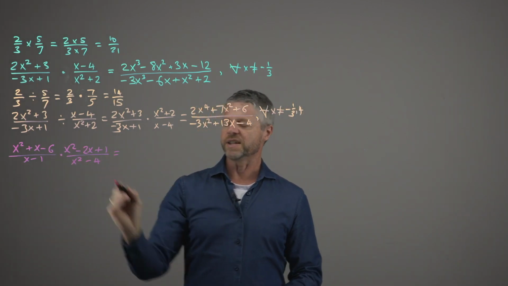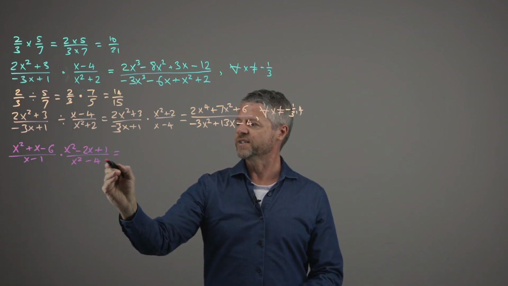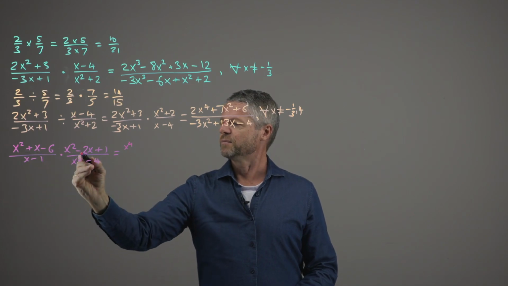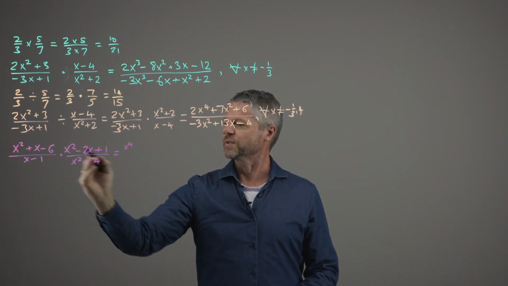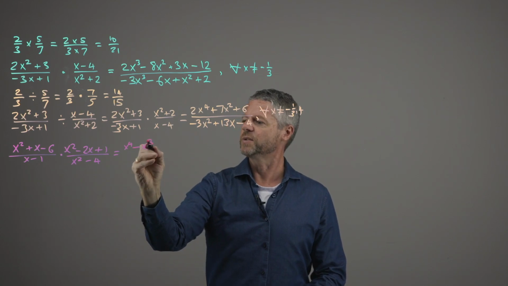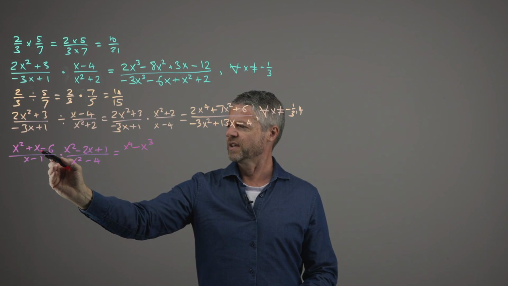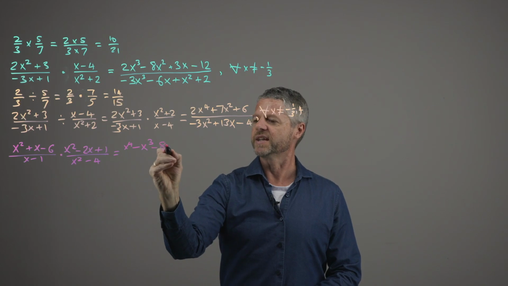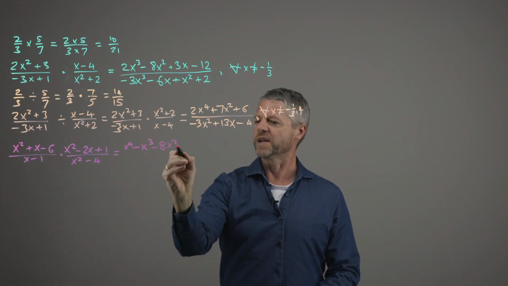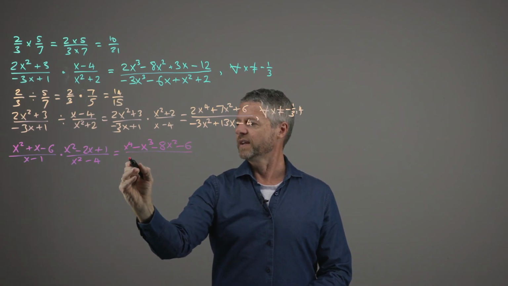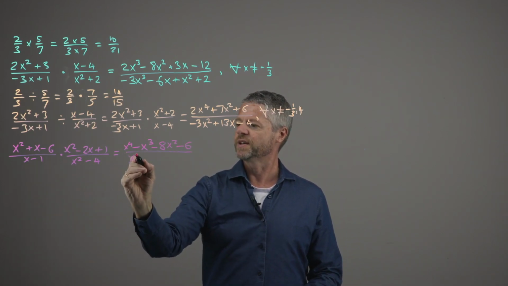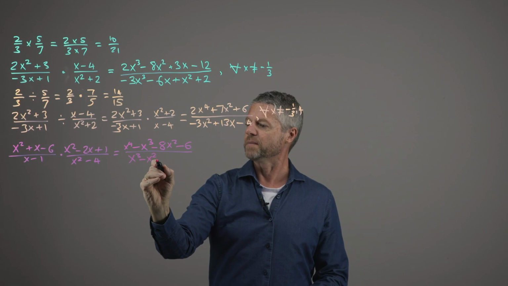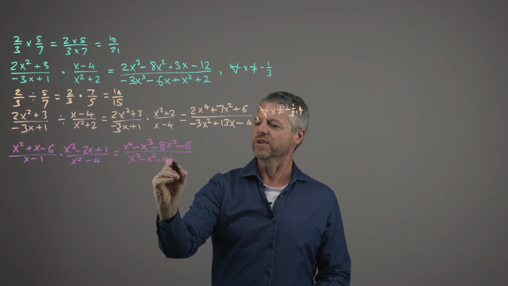So I'm going to multiply the numerators and multiply the denominators. So I'll have x to the 4, and minus 2x cubed plus 1x cubed, so minus x cubed, and then we'll have minus 2x squared minus 6x squared, so we've got minus 8x squared, and then we'll have minus 6. And then in the denominator we've got an x cubed, and we've got a minus x squared, and we've got a minus 4x, and we've got a plus 4.